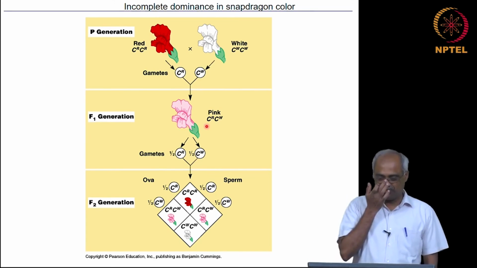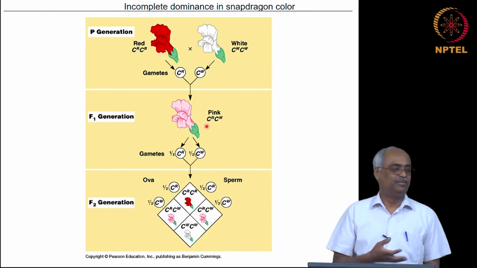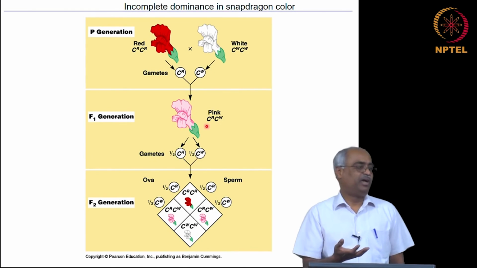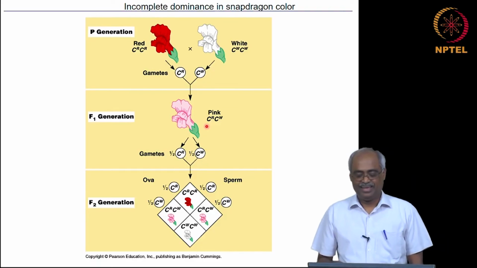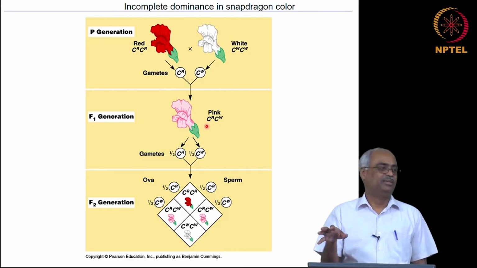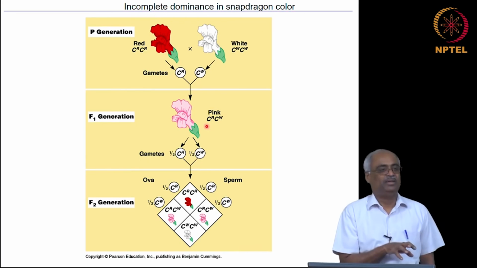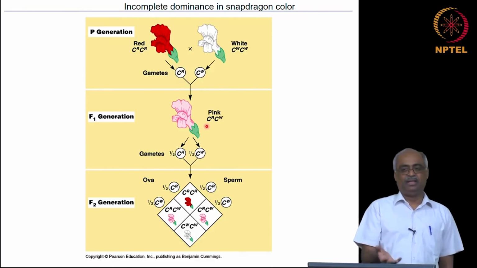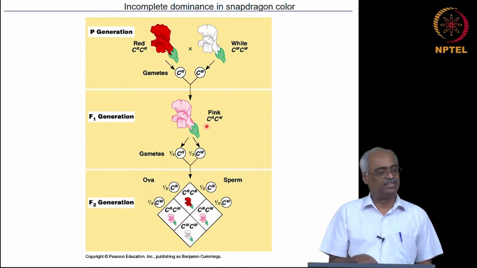Let us assume a particular enzyme that was catalyzing the reaction to make the pigment for red color. When you have double the dose of it, remember we have already learnt dosage compensation, it makes enough pigment to make the flower red. But if you have output from only one copy, that means half the quantity of the enzyme, the pigment produced is, let us say, only half of what would be made otherwise, and if that diluted state is readily recognizable, then you will have this incomplete dominance.